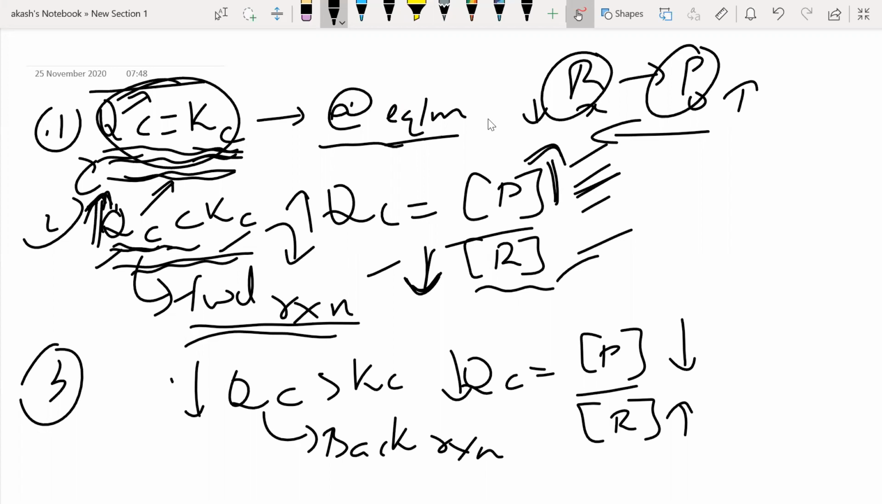Same way, the third case is when I have Qc greater than Kc. Again, I have to reach equilibrium, so I have to make sure that the Qc value decreases. How can I decrease the Qc value? The same formula: I have to decrease the concentration of product and increase the concentration of reactant. That will happen only if I have the backward reaction happening. So these are all the things we saw last class.